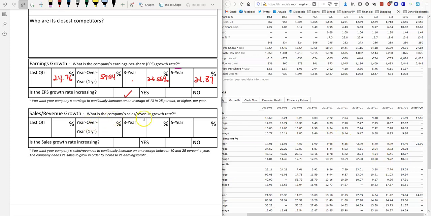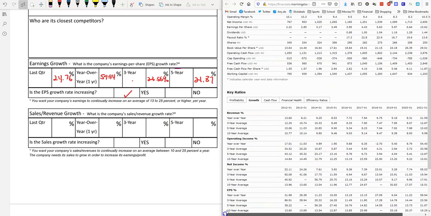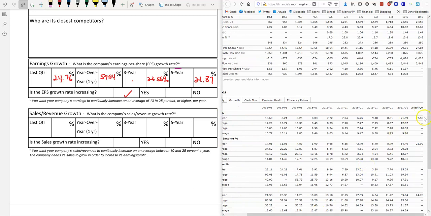All right. And then sales and revenue growth. So now I'm going to go to this one here, the revenue percent, and fill out the same data. The latest quarter is 17.56. Looks like the latest quarter is not quite as strong, but that trend up for this many years is a really good sign. The year over year is right here, 21.59.